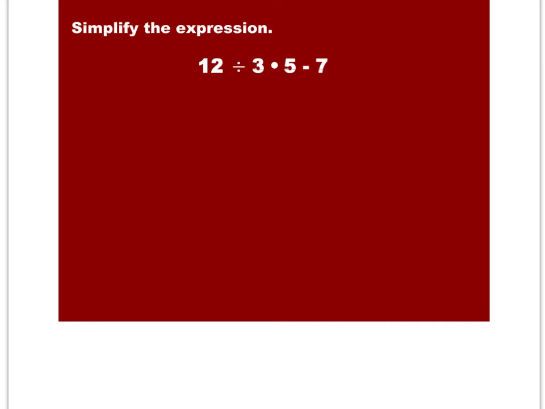So let's start with our first problem. 12 divided by 3 times 5 minus 7. What I'm going to do is write on the left, and I'd like you to do this too, GEMDAS, to remind myself what order I'm going to solve this problem in. When I simplify the problem, the first thing I'm going to look for are grouping symbols. So I do not see a parentheses or brackets or a vinculum. I don't see any grouping symbols.